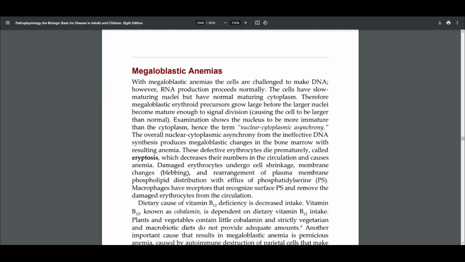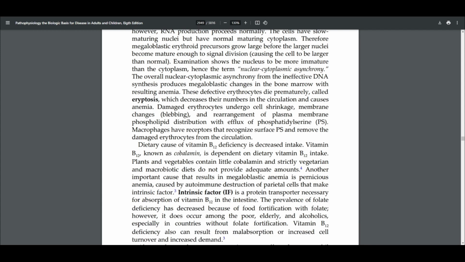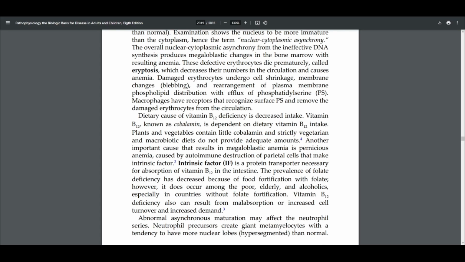The overall nuclear cytoplasmic asynchrony from the ineffective DNA synthesis produces megaloblastic changes in the bone marrow with resulting anemia. These defective erythrocytes die prematurely, called erythropoiesis, which decreases their number in the circulation and causes anemia.